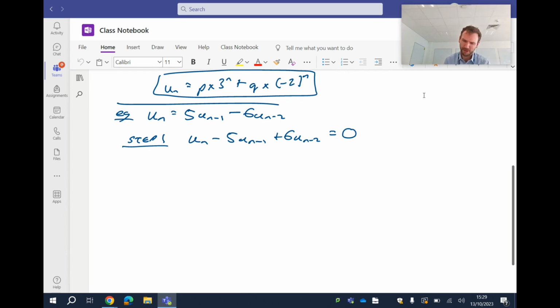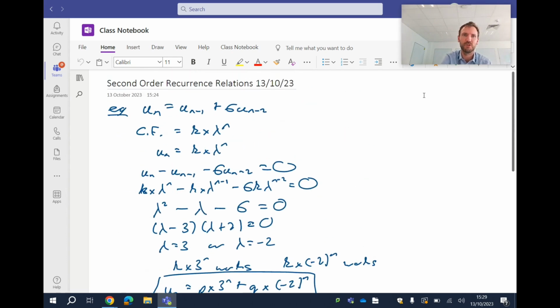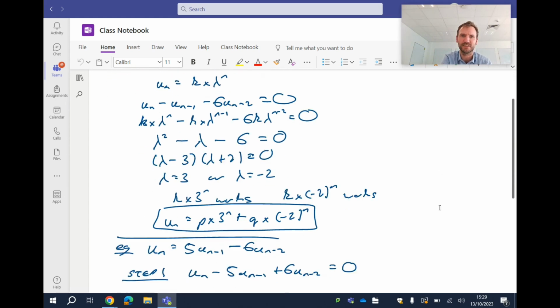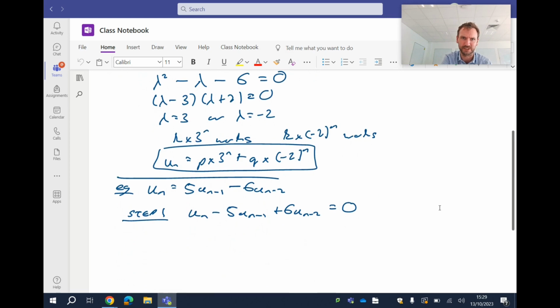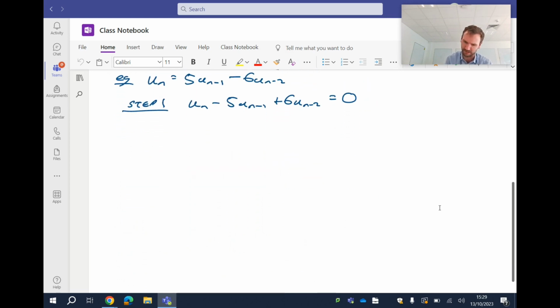Well, if we look back at what we did in the previous one, we subbed in and we got k times lambda to the n and so on. But then we divided by the k and we divided by the lambdas and we just got that equation in terms of lambda. I want to skip straight there because that's always going to be the case. We can go straight to saying, once we divide, we're going to have lambda squared, subtract 5 lambda, plus 6 equals 0. This is going to be our auxiliary equation, and we can always just jump straight to that. And now we can go through and we can factorize.